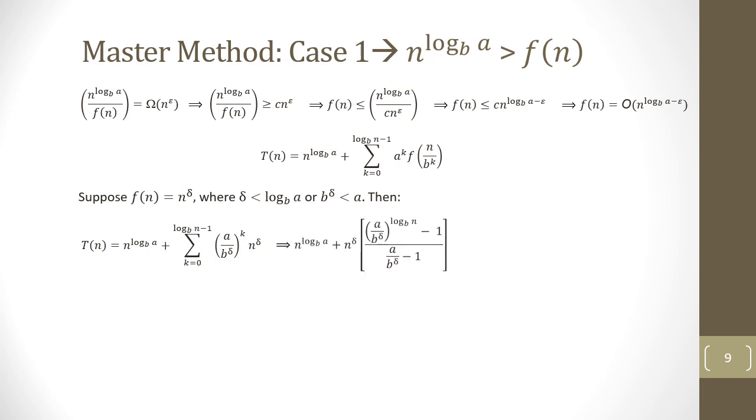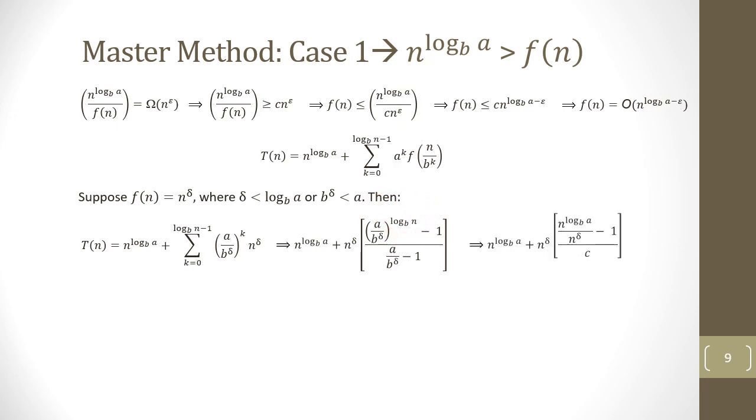we can see that this is a geometric series. And since a is greater than b to the power of delta, we will use the following geometric series formula. The actual formula is (x^(n+1) - 1) over (x - 1). Here we have log base b of n minus 1, so we add 1 to this and we get log base b of n.